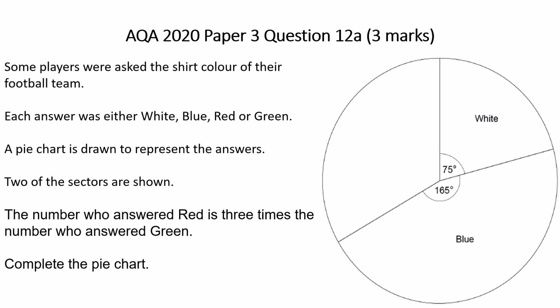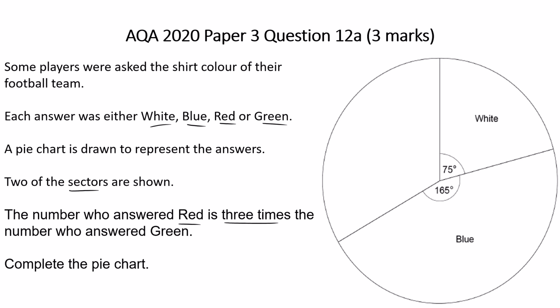This is from a calculator paper in 2020. It says some players were asked what was the shirt colour of their football team, and they either said white, blue, red or green, and a pie chart is drawn to show this. Now two of the sectors are already on there for your white and your blue, and it says the number who answered red is 3 times the number who answered green.